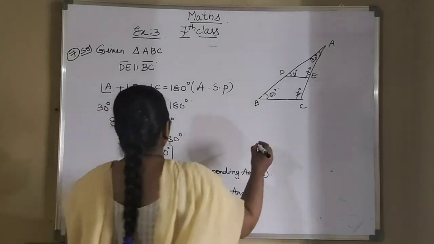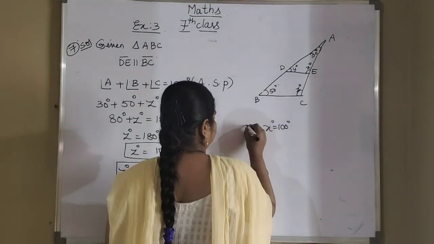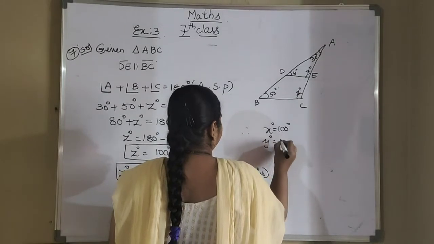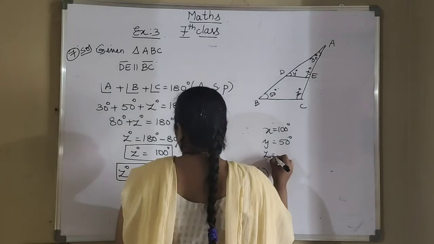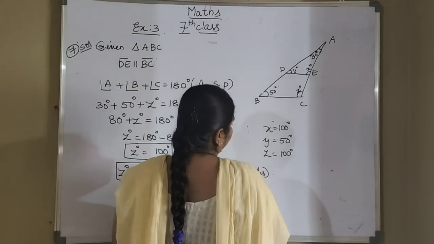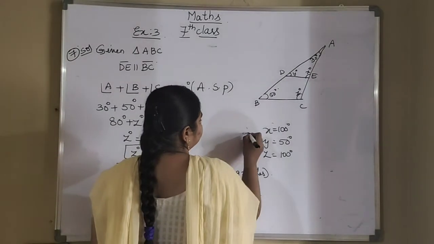So what we got now? Now we got the X value as 100 degrees, and Y value you got as 50 degrees, and Z value is also equal to 100 degrees. Okay, so this is our problem.